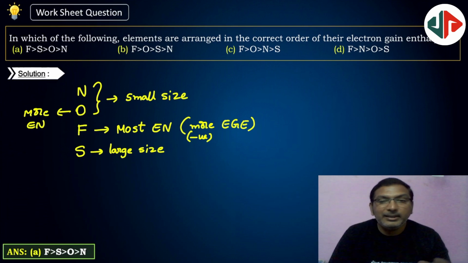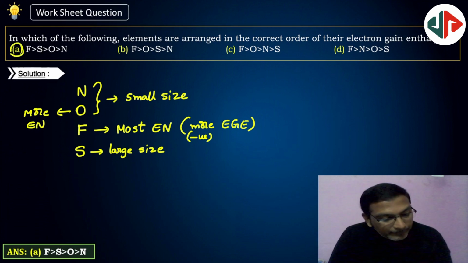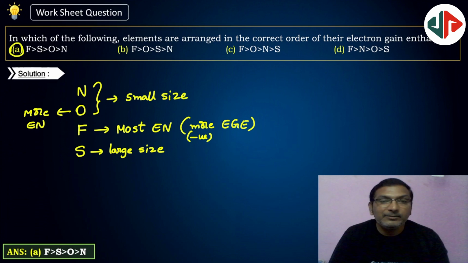Or we can compare group wise or period wise. So N, O, F is a period. In a period from left to right, electron gain enthalpy increases. So therefore, option will be A. First fluorine, next sulfur, next oxygen, next nitrogen. Next one.